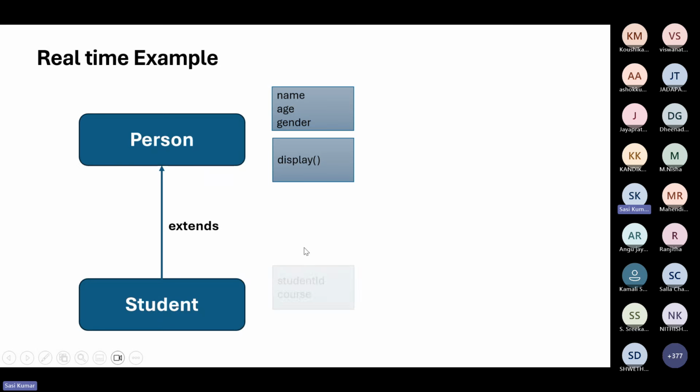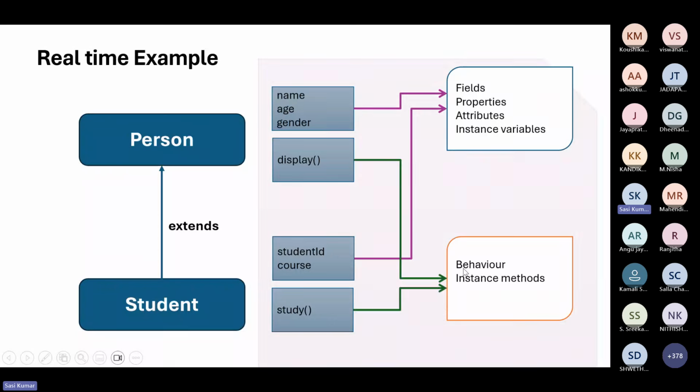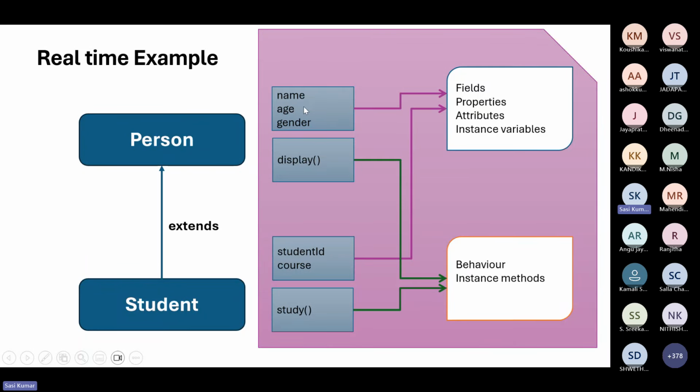And student can have its own methods, its own properties. Student will be having student ID or registration number or roll number, it can be anything. And the student will be having course, either BE, BTech, ME, MTech, PhD, it can be anything. And student will be having its own action method called study. Again, it is simple, same example only I have given. So name, age, gender, student ID, course, all are called fields or properties or attributes or instance variables. And the action which is going to perform like display or study, these are called behavior or instance methods.